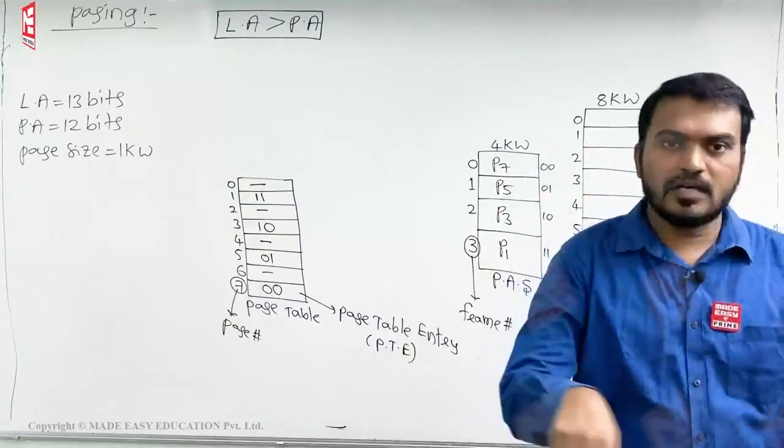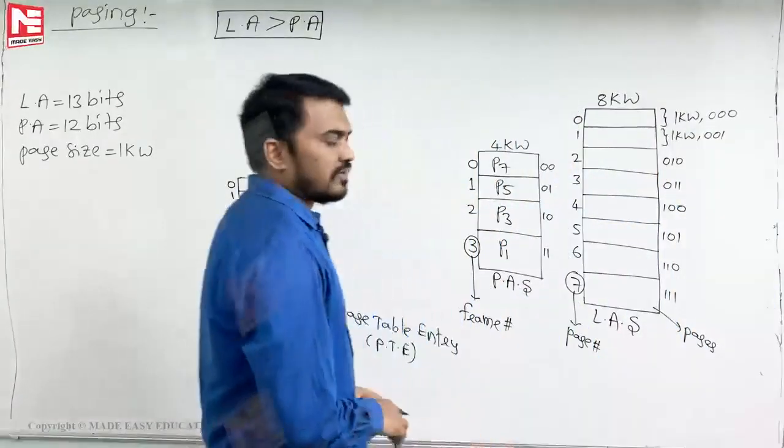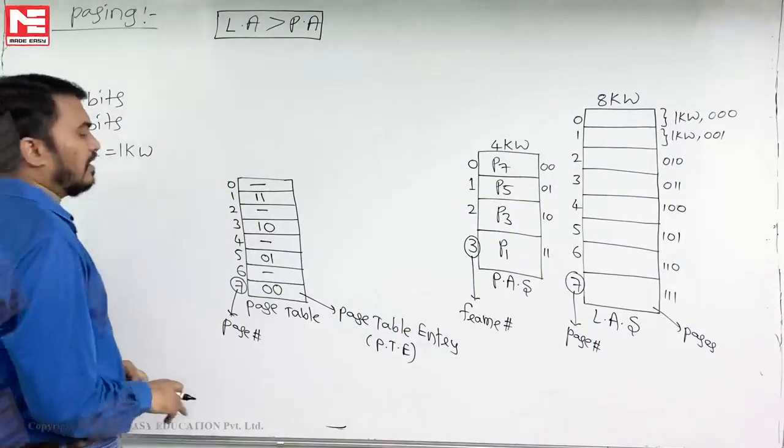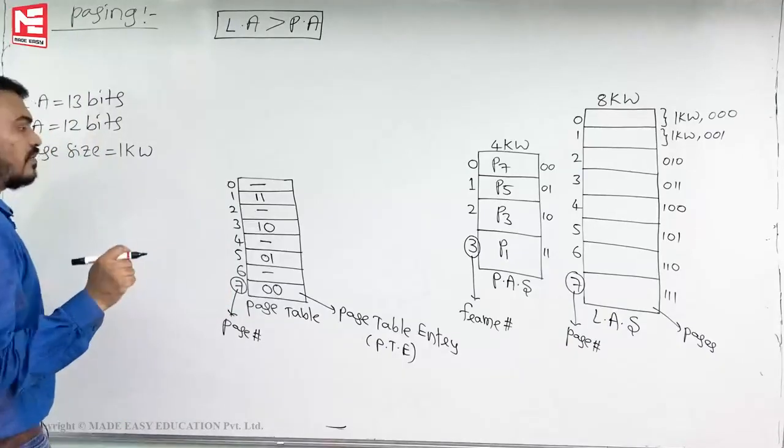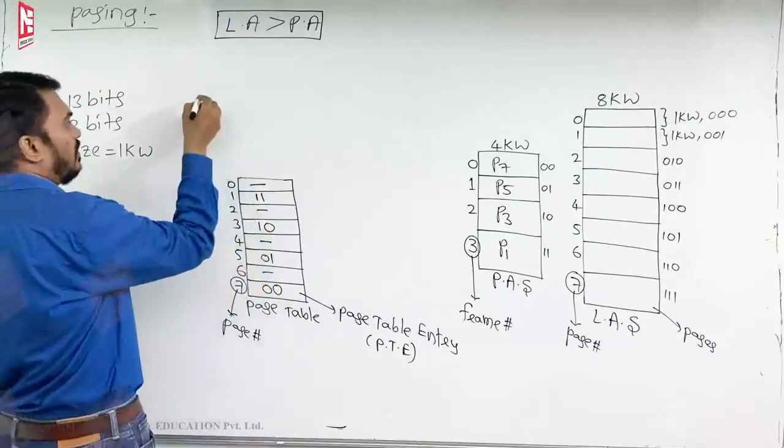Keep that in a box, write it properly in a box. It is an important point. So page table entry definitely contains frame number. Okay, next important point. Listen here. Copy it in continuation.